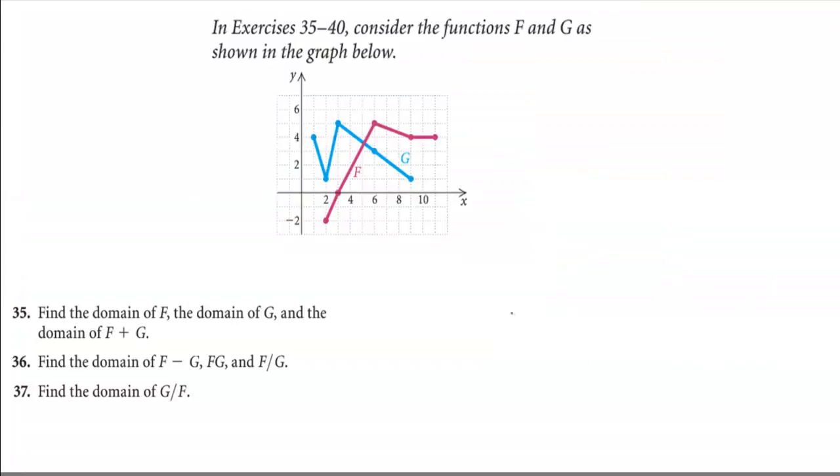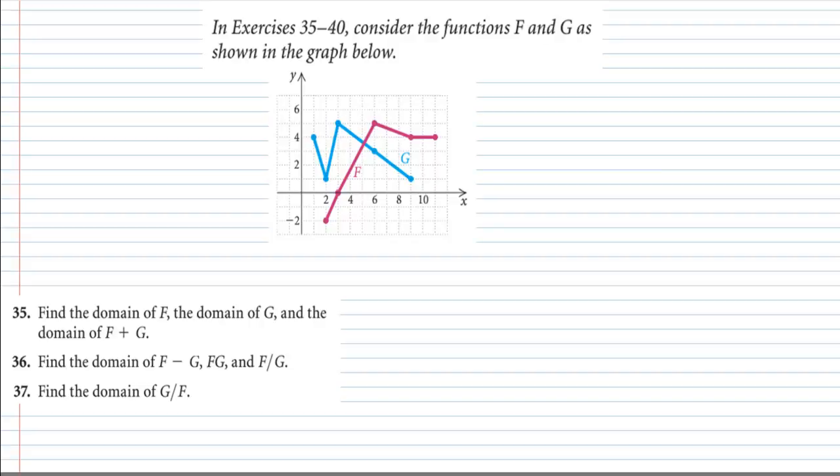In the following problems, consider the functions f and g as shown in the graph below. We want to be able to find the domain of f, g, and the sum of f plus g, along with the domains of the difference, the product, and the quotient of f divided by g, and finally the domain of g divided by f. First we want to find out, when does f start? f starts at positive 2, and it ends at positive 11. Because both endpoints are closed, you include those endpoints.